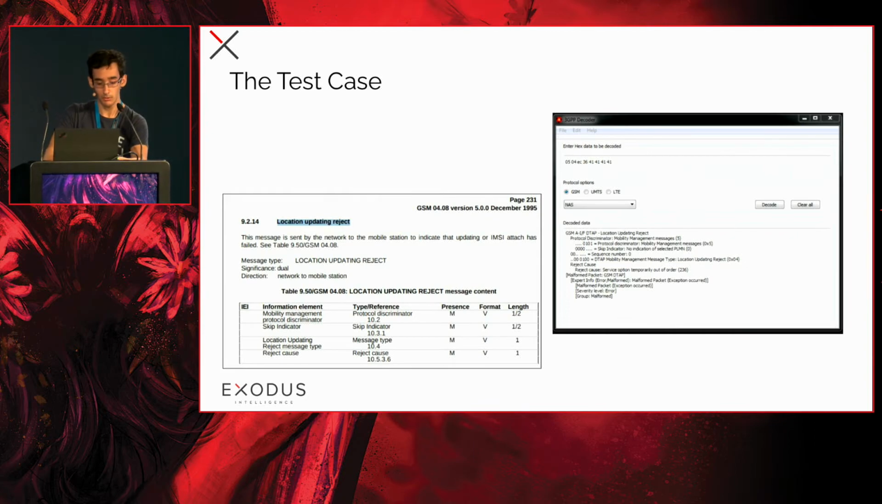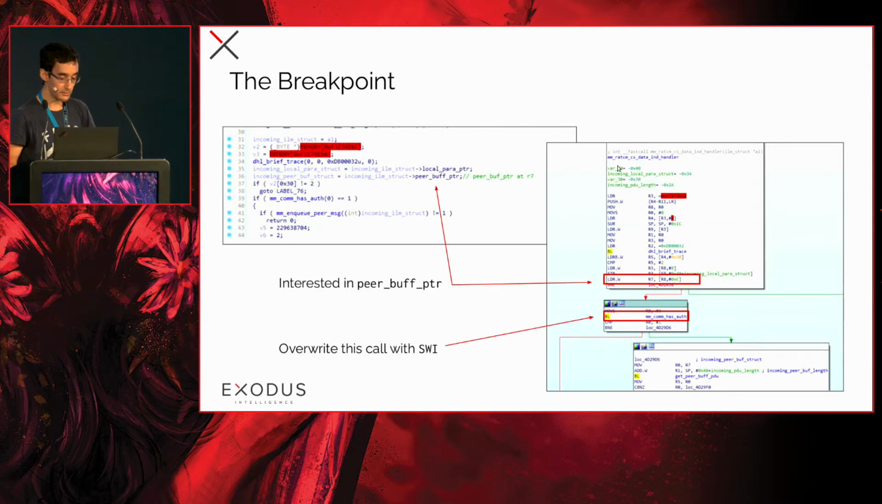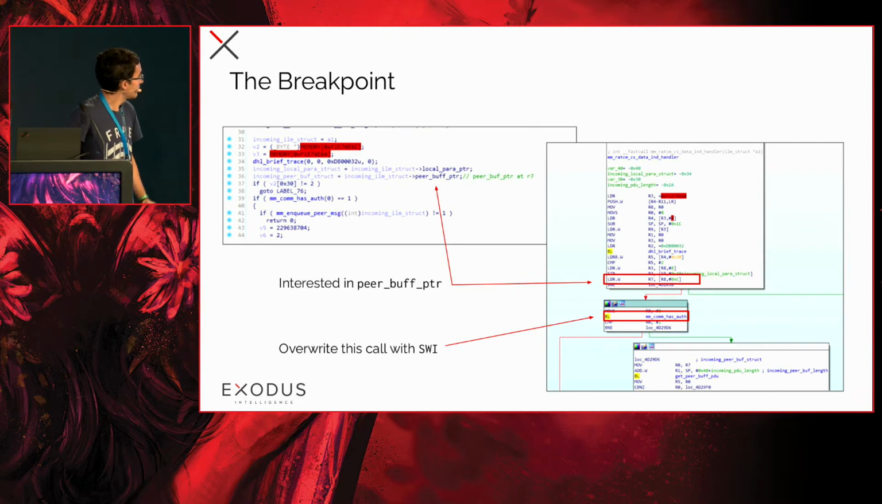As I told you, it's a location update reject. The reason why I chose this message is because we have this reject cause field right there, and I can use it to stick in there whatever I want. I decided to stick in there as the reject cause 4 A's, which are given by these 441 bytes right there.